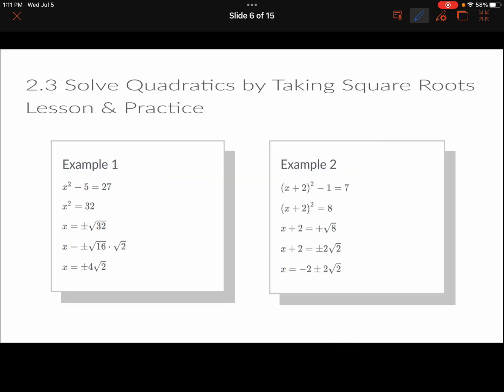Moving on to solving quadratics by taking square roots. You can take square roots of items. These are straight out of your lesson, so I hope you're watching the lesson. But what they're showing you here is that if you can get both sides, if you can get down to where you have no middle term.